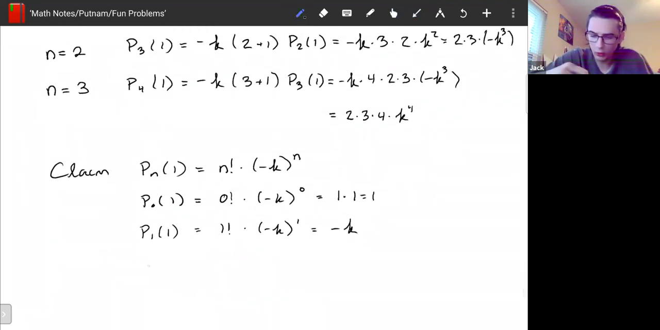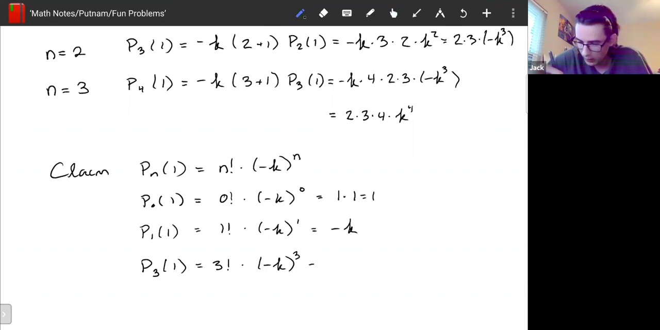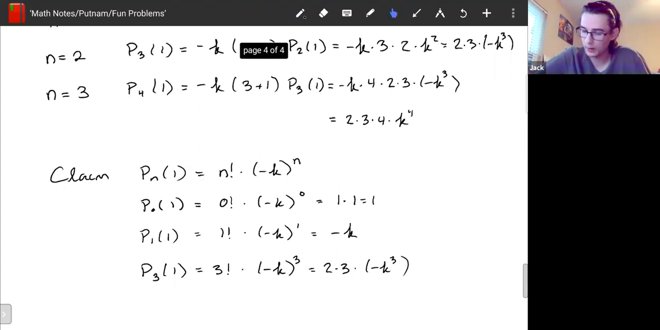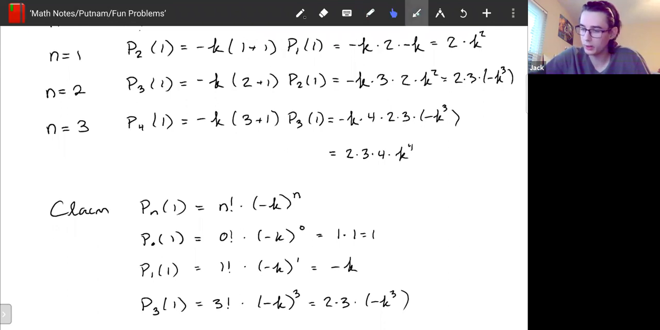And let's do a slightly more interesting one. Let's try p sub 3, right? That's the largest one we did. So that'll be 3 factorial times negative k to the 3, and that's just 2 times 3 times, let's see, negative k cubed. And we can see that up here, that's exactly what we got, right? So maybe that this would be a good choice, and it turns out it is. It's actually true. You just have to prove it using induction.